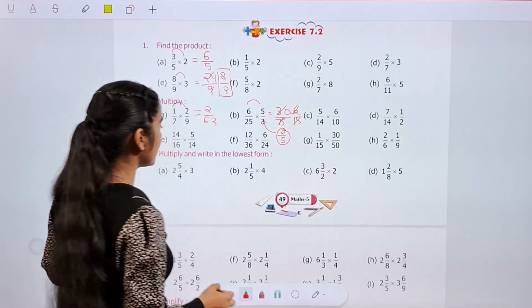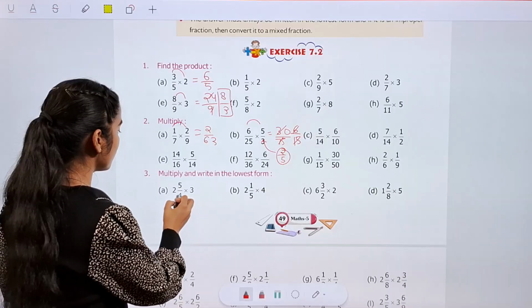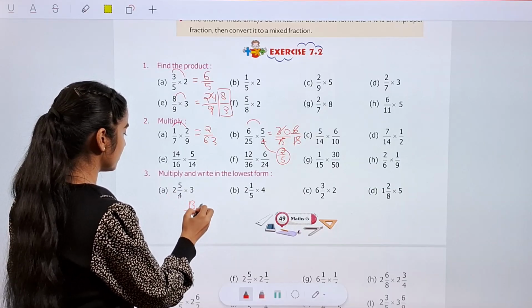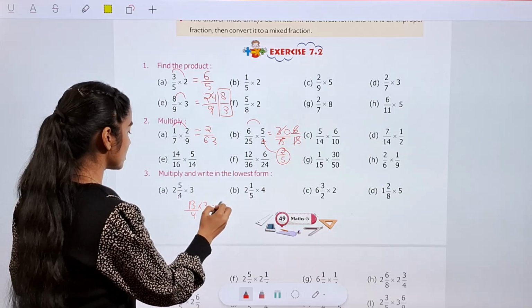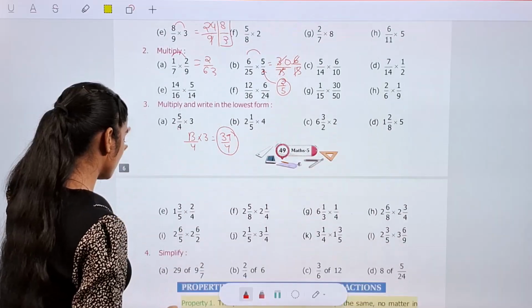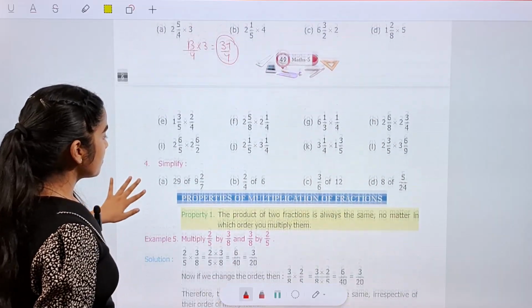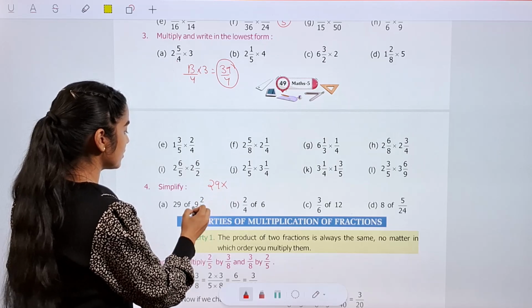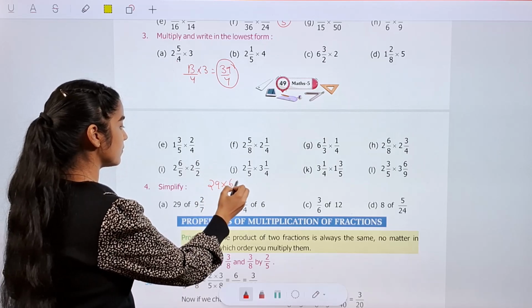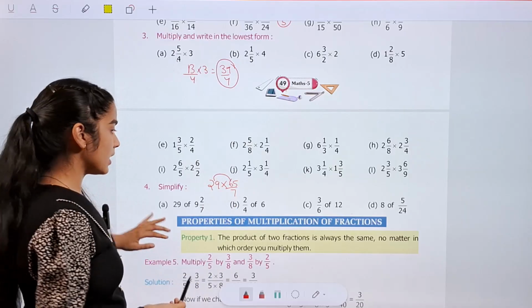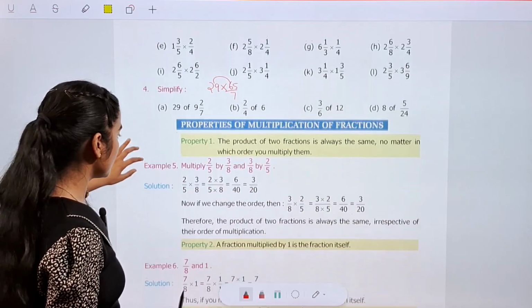Okay, multiply and write in the lowest form. So 4 2s are 8, 8 plus 5 is 13. Multiply by 3, which means 39 upon 4, and it is also in the lowest form. Now simplify. So it means 29 multiplied by 9 7s are 63, 65 upon 7. Now you have to multiply 29 by 65 and then divide it by 7. You will get your answer.